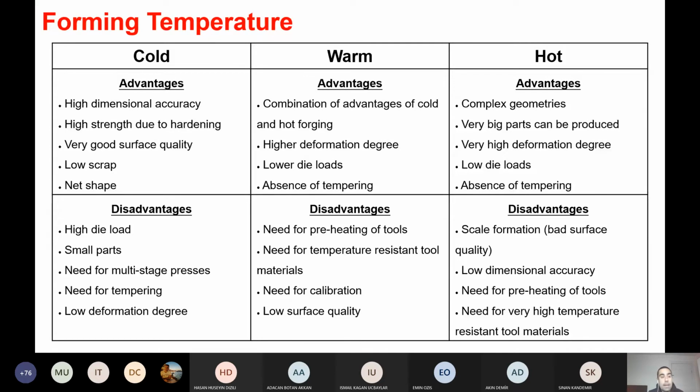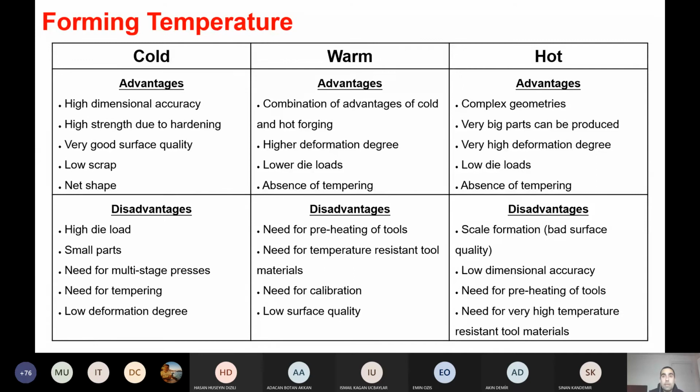On the cold side, we have high dimensional accuracy and high strength, as we talk about hardening, which comes from deformation. Surface quality is much better in cold condition than warm and hot. And as we also mentioned, we have almost zero or very low scrap, and we can get net shape parts. But on the other hand, we have high forming forces and high die load, which means that the tool materials should be high quality and able to bear all the forming stresses. Therefore, the tooling cost can go up.